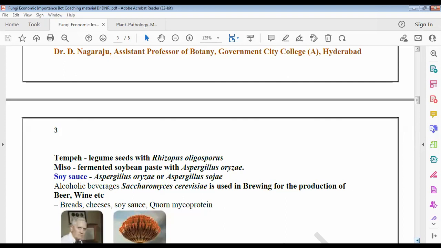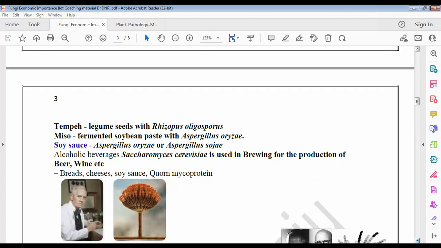Aspergillus oryzae. You know, by fermenting the rice with the soya, we get soya sauce. Without that, we can't prepare soya sauce. Otherwise, soya is a very hard protein. We can't digest it.